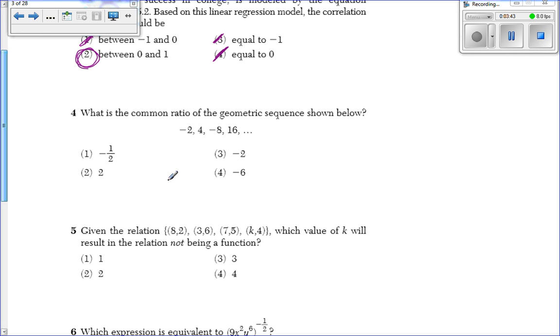What is the common ratio of the geometric sequence shown below? Well, just take 2 terms next to each other and divide. 4 over negative 2 is negative 2. I could do negative 8 over 4. I'd still get negative 2. No matter how you look at it, I still get negative 2.